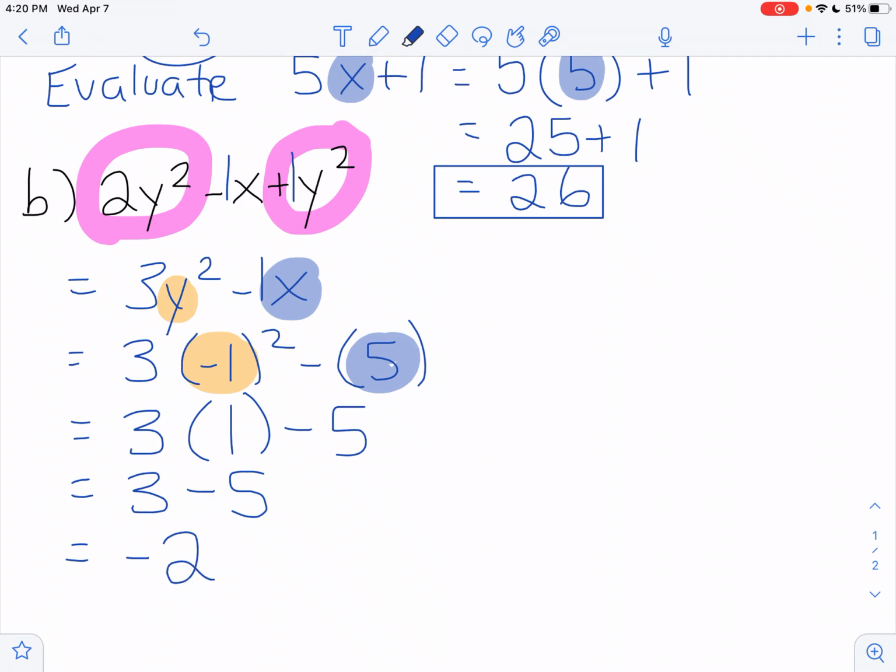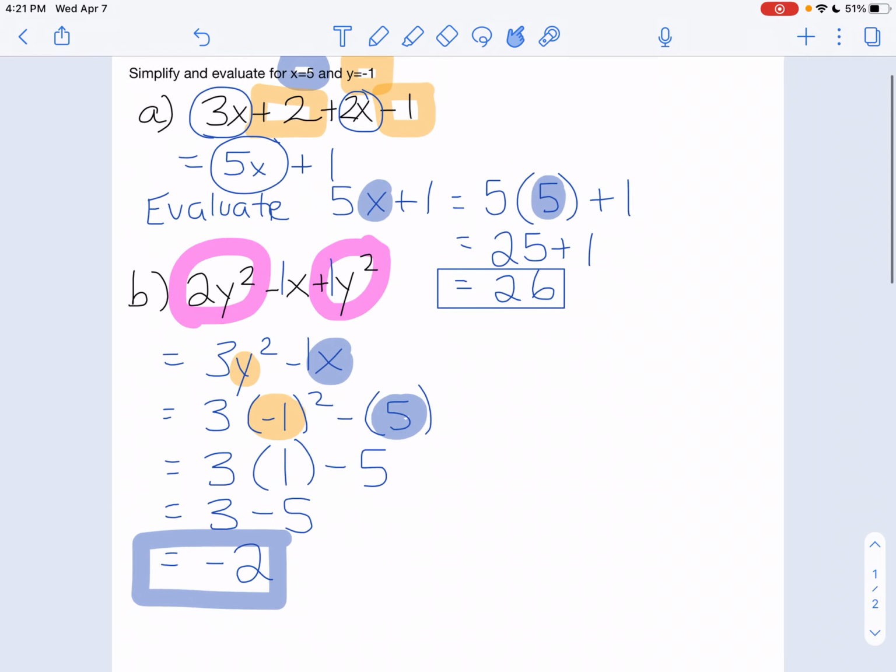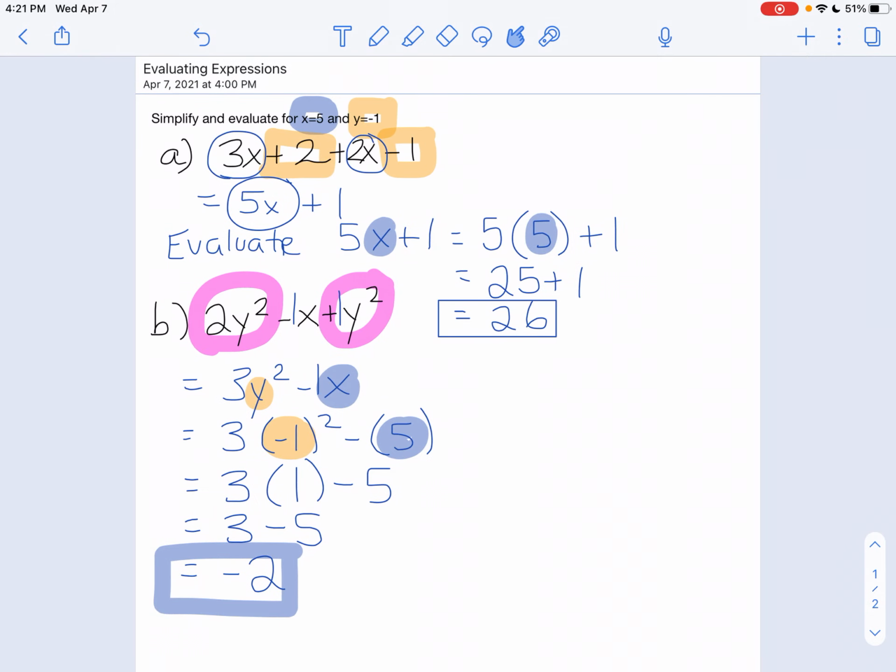So when I evaluate 3y squared minus x for x equals 5 and y equals -1, I get a value of -2.